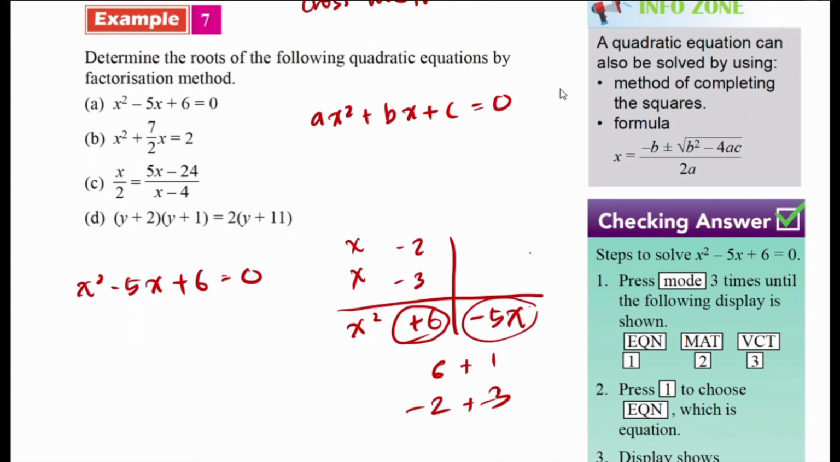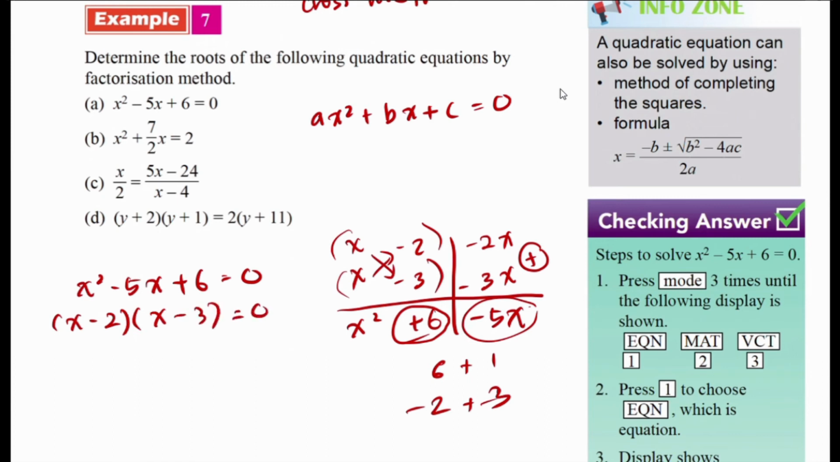So that we get, with the cross, negative 2x and negative 3x. If we add these two, we get negative 5x, which means after we factorize, we get x minus 2 and x minus 3 equal to 0.